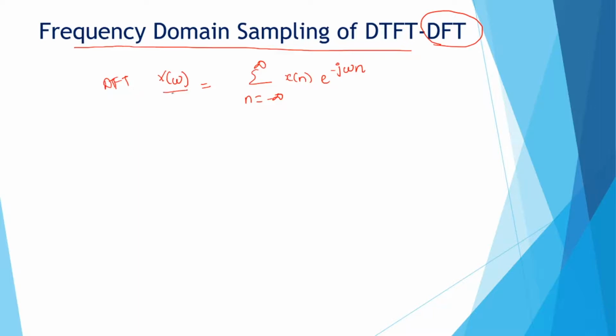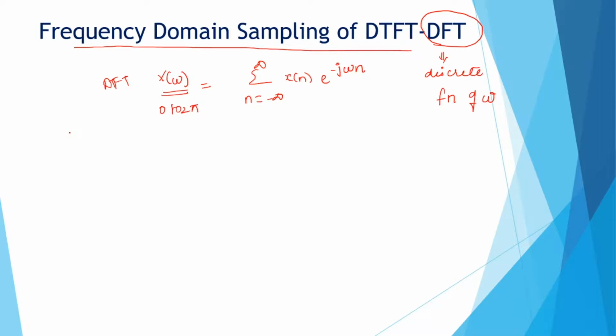Now, this is a continuous function of omega where omega ranges from 0 to 2 pi. What do I need? I need the discrete function of omega, which is nothing but your DFT, correct? So, how can I obtain the discrete function from the continuous function? By a process called sampling. This was already told in the first lecture.